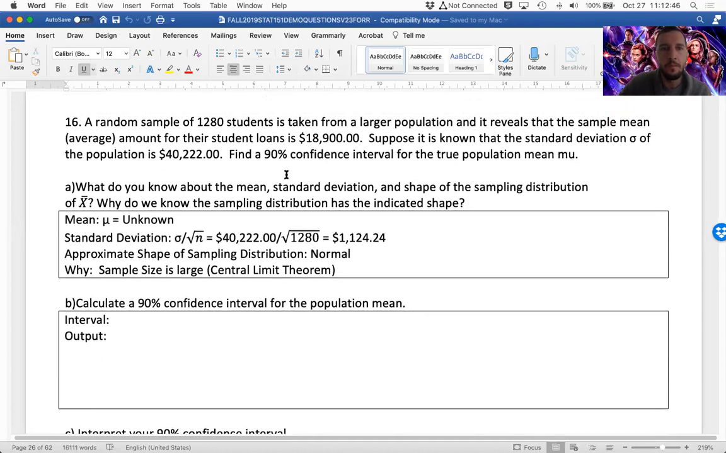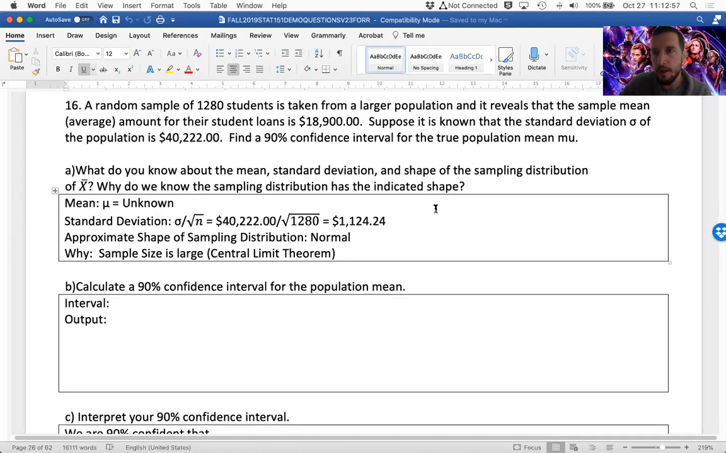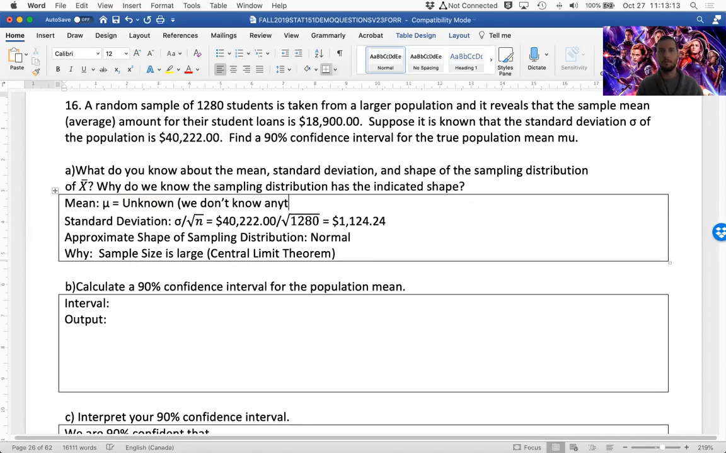All right, so part A: what do you know about the mean, standard deviation, and shape of the sampling distribution of X bar? Why do we know the sampling distribution has the indicated shape? This part A is a throwback question to the previous unit. First off, what do we know about the population mean? As you can see here, it's unknown. There's no information given in the problem about the population mean. We have an estimate, but we don't know where the actual value lies.